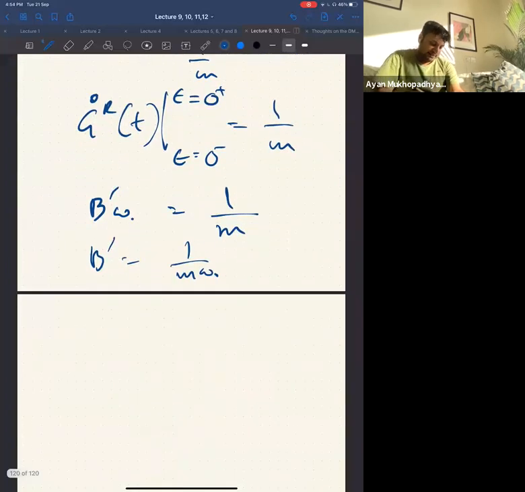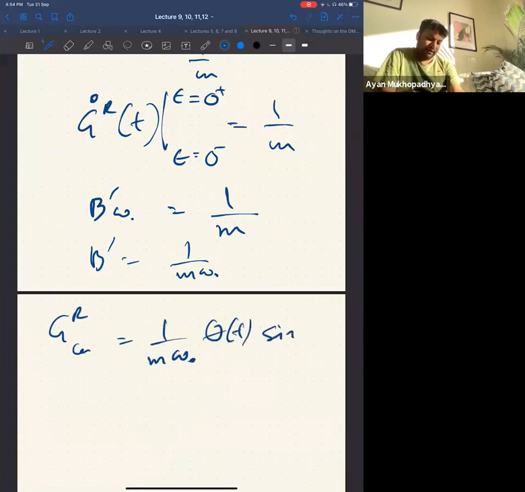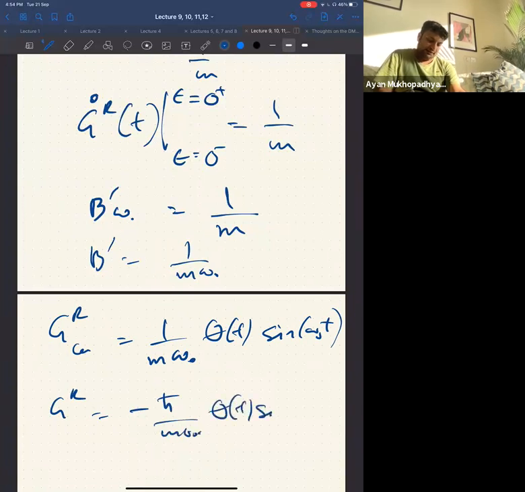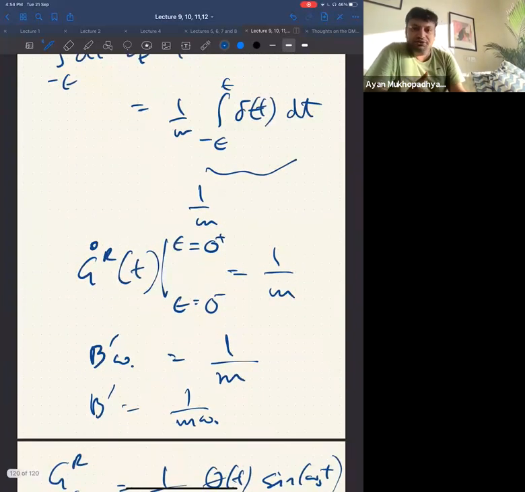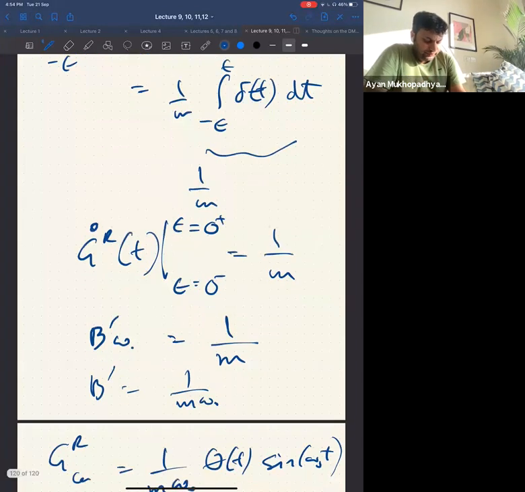The plus, okay. So the classical answer is G classical equals 1 over m omega naught theta t sine omega naught t, whereas the quantum answer is simply minus h bar over m omega naught theta t sine omega naught t. But this is exactly the classical and quantum correspondence, because you have to put a minus h bar extra. This is the same problem that we solve in classical mechanics to get a response to a force, the same kind of retarded function.